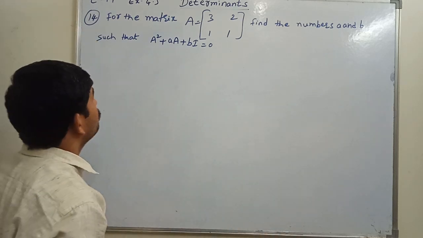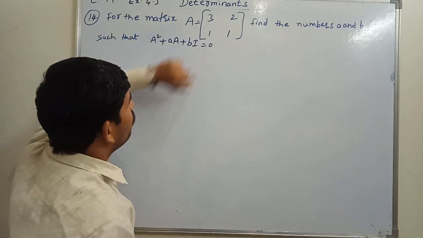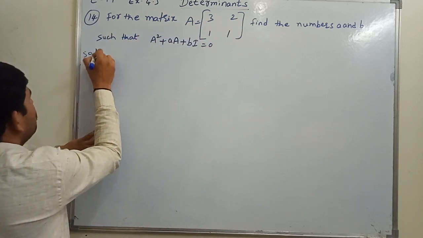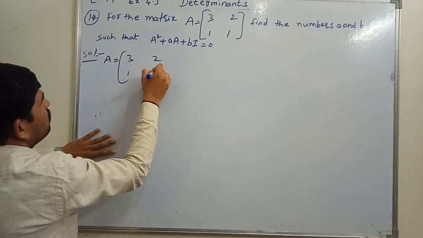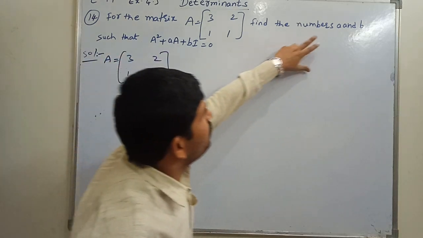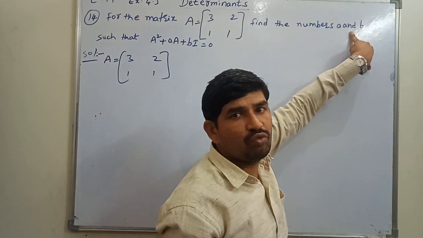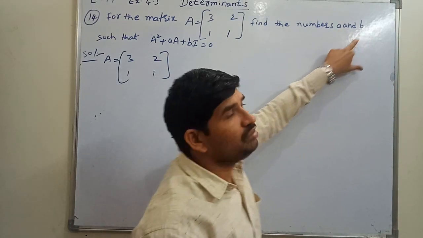This is the important question. For the matrix A, I will write the given matrix. So A is a 2 by 2 matrix. Find the numbers a and b. We have to find the numbers a and b in this.